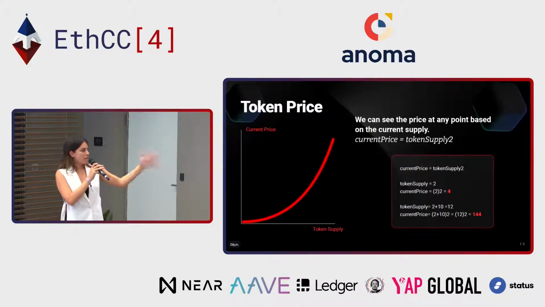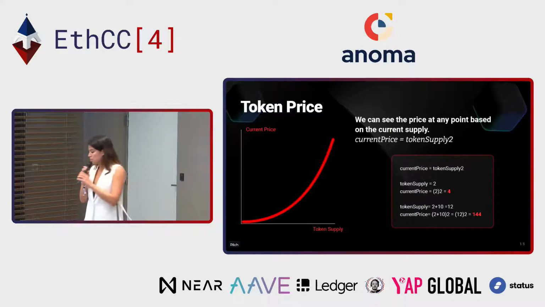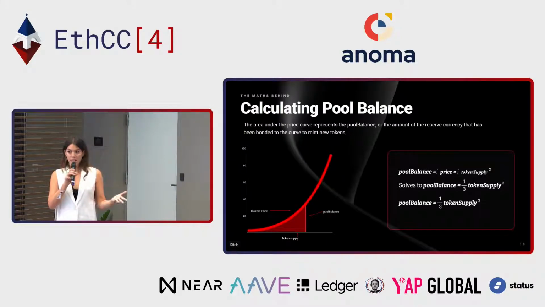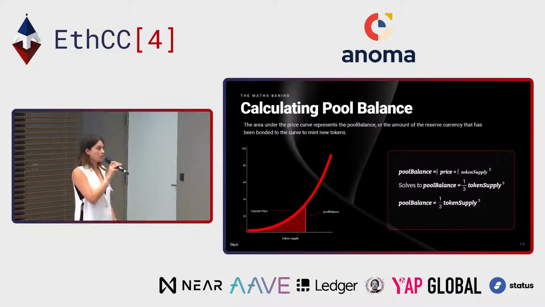So if 2 tokens have been minted, the price will be 4. If you go higher, if 12 tokens have been minted, you square it, the price is 144. Pretty simple, right? However, once you start buying multiple tokens, you have slippage. We all know what slippage is, especially with these small tokens. They can move very, very drastically if you put in a decent size order.